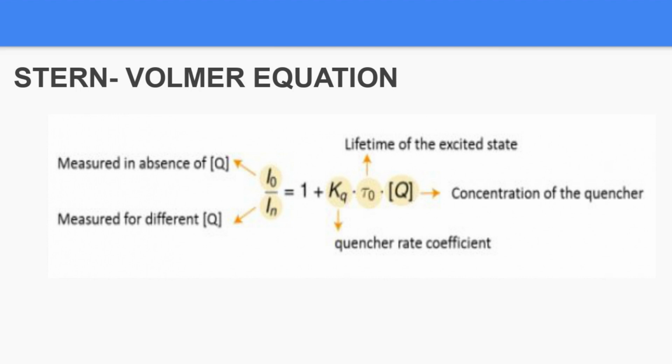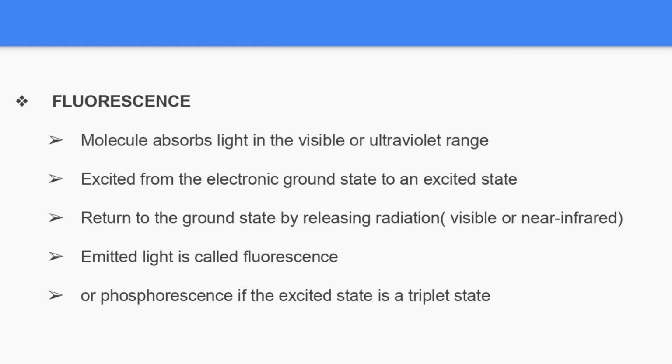The first equation was the Stern-Volmer equation. You can see the equation here. This equation is related to fluorescence spectroscopy. As it is related to fluorescence, I will explain about fluorescence first.